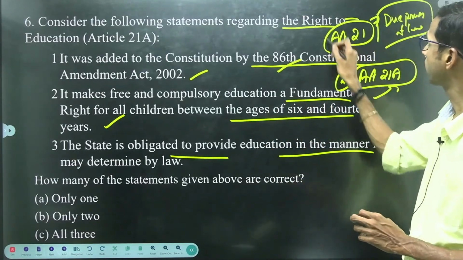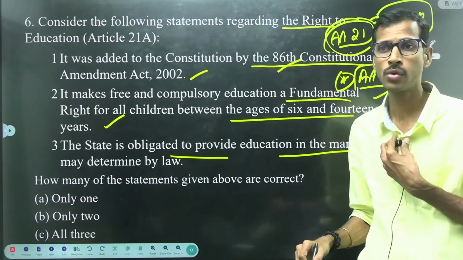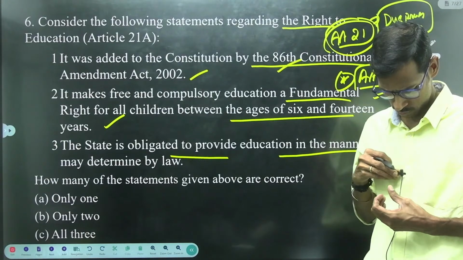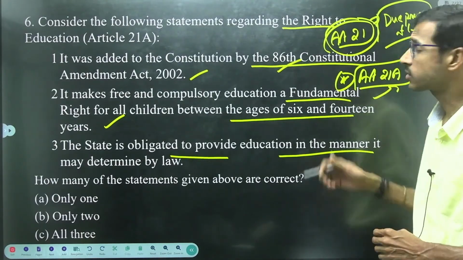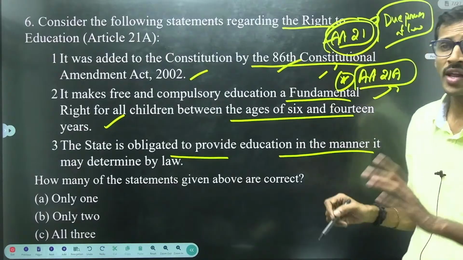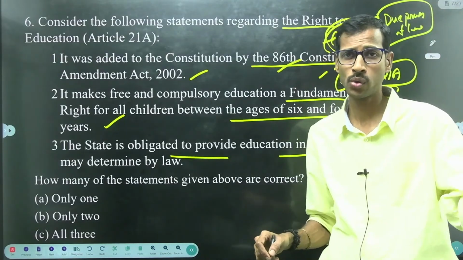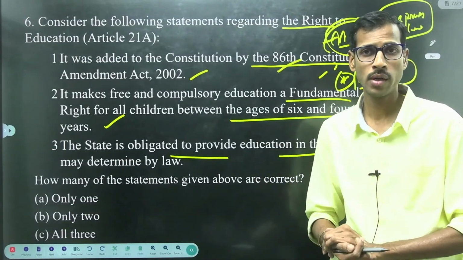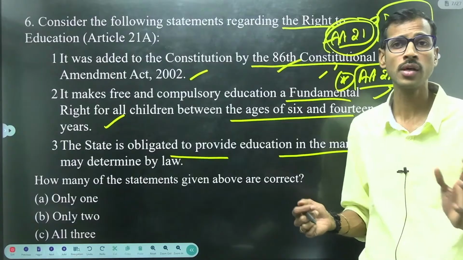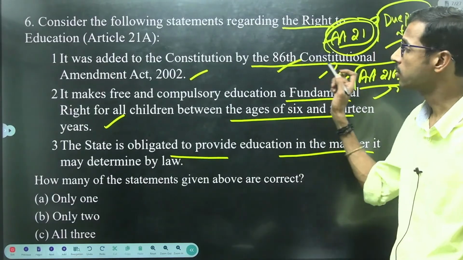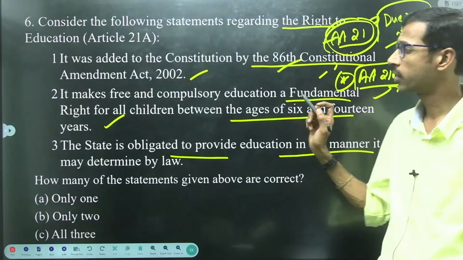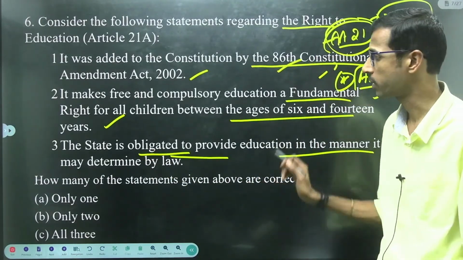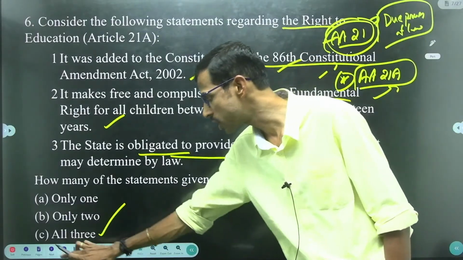Article 21 is completely related to the right to life, meaning the right to health, right to a clean environment, and a pollution-free environment. All these are included in Article 21. Article 21A is the right to education. The state is obligated to provide this education free. So all these three statements are correct.